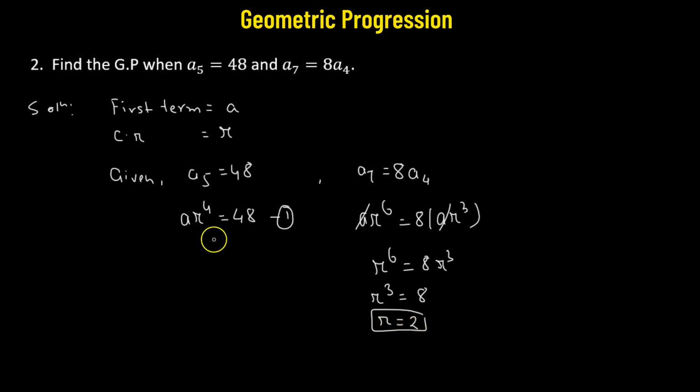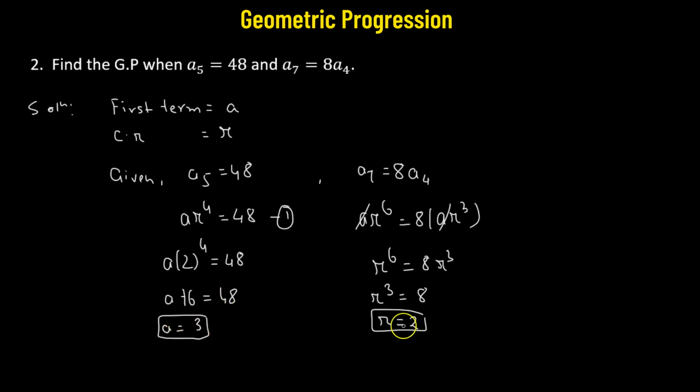We will substitute this value back in equation number 1 to obtain the value of our first term a. So here we have a times 2 raised to the power of 4 equals 48. This is going to give us a times 16 equals 48, and we know that 16 times 3 is 48. So that means 48 divided by 16 is going to give us a value of 3.